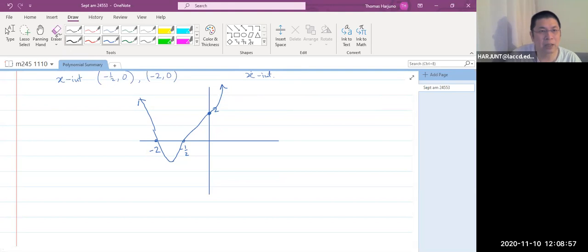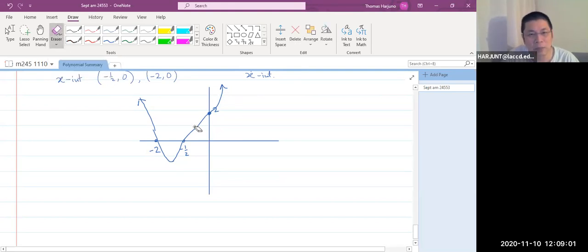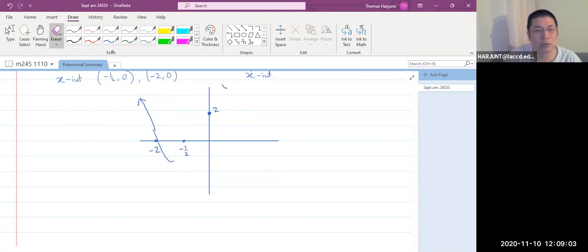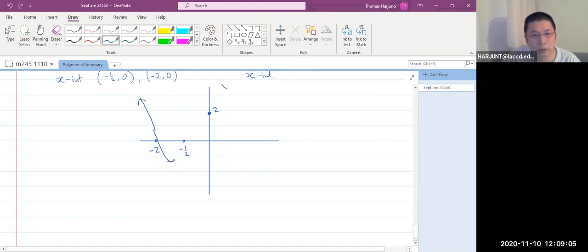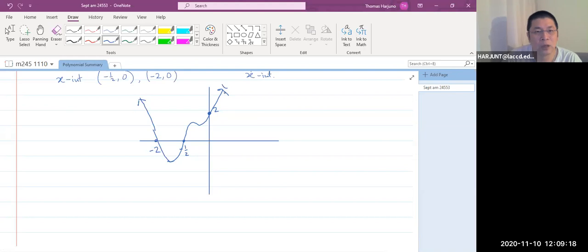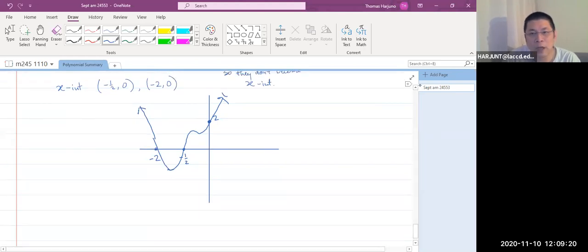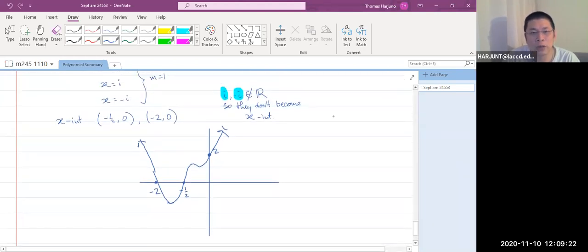Now, I'm not saying that it must be like this. I'm saying that it is possible the graph actually tilts around like the following. It may look like this. That's the effect of having non-real zeros. Then you will have that kind of phenomenon somewhere. It doesn't have to be here.